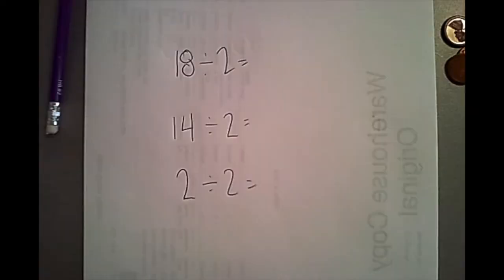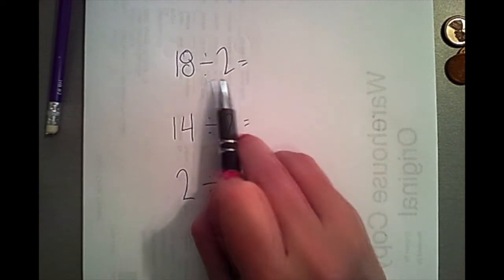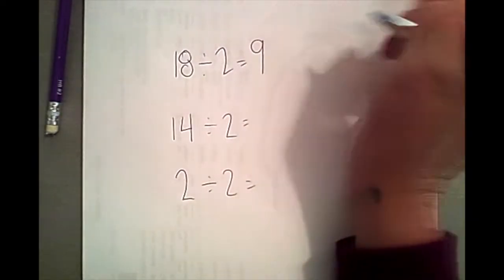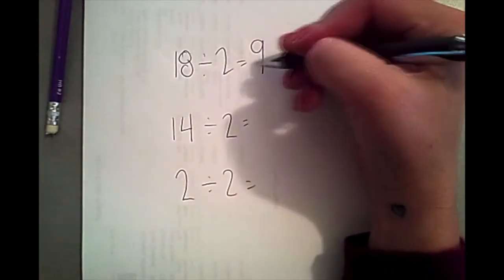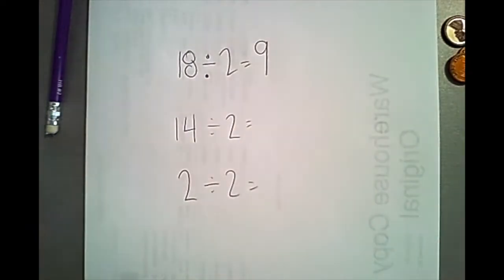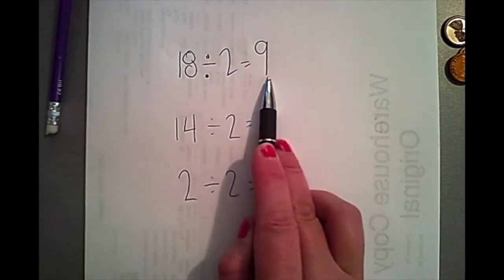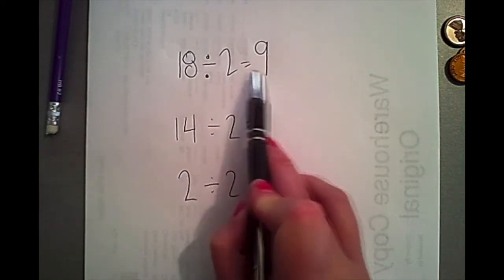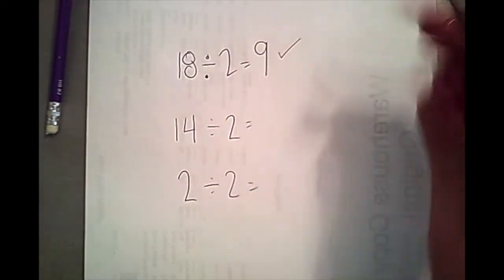Okay, I wanted to show you a quick way to also check your work when you're doing division. If we take 18, which we just did, divided by 2, we realize that was 9. A way to check your answers is to go backwards using multiplication, because division and multiplication are opposites. So 18 divided by 2 equals 9. We can check it by saying 9 times 2 equals 18, and that checks out, so this one is correct.